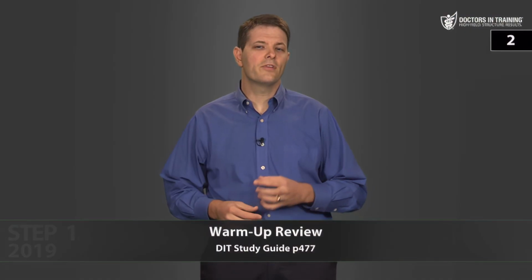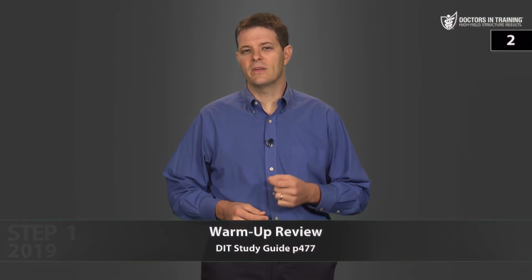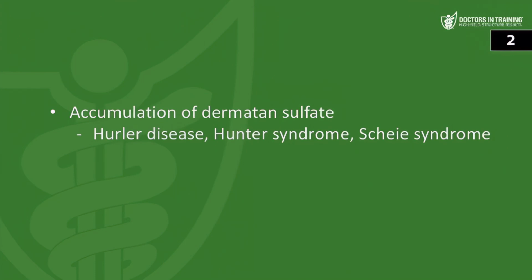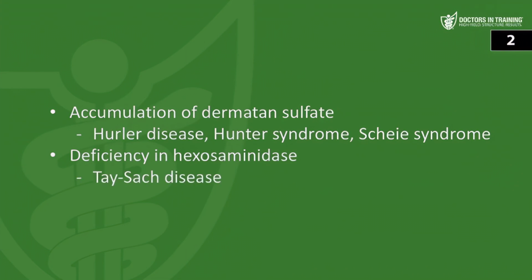Next, which lysosomal storage disease matches each of the following statements? So the diseases characterized by the accumulation of dermatan sulfate are Hurler disease, Hunter syndrome, and Sly syndrome. And then deficiency in hexosaminidase is a feature of Tay-Sachs disease.